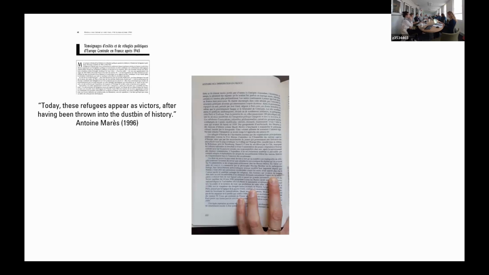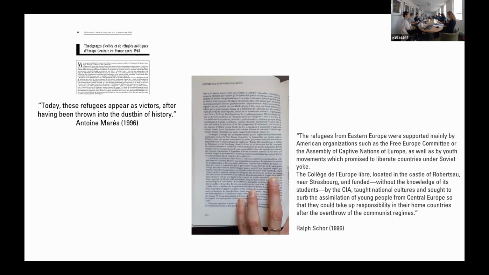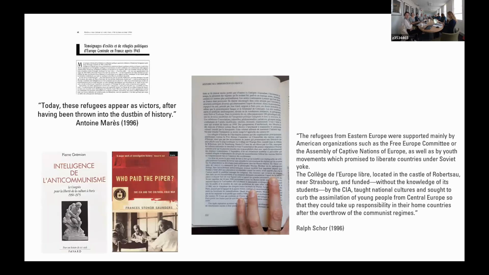I discovered the topic of the Free Europe University in Exile during my master's studies in Paris, in a book on the history of immigration in France. The book contained only two sentences on the college, without any footnote or reference. Two seminal works on the cultural Cold War also ignored the topic, with only a few brief mentions in Pierre Grémion's book on the intellectual history of the Congress for Cultural Freedom.